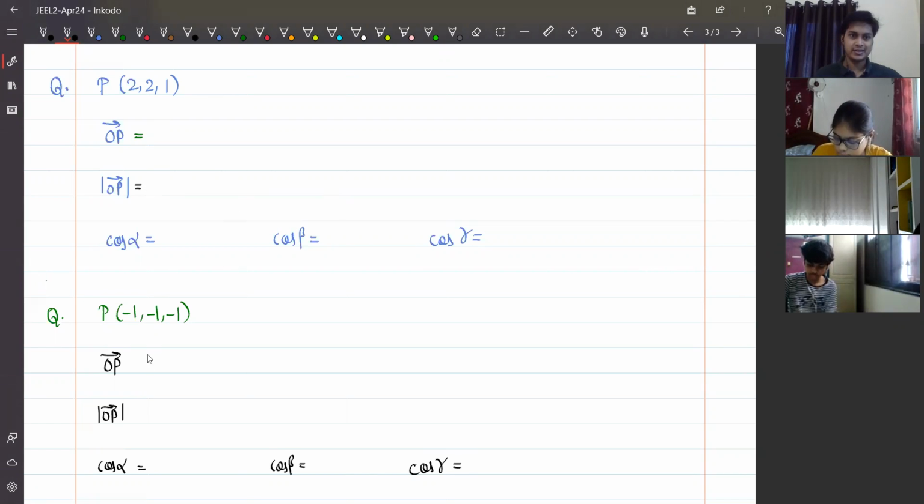You're making the notes, right? Yes, sir. Okay. Two i cap plus 2 j cap plus 1 k cap. Then the value will be root 9, which is 3. Yes. And then cos alpha will be 2 by r. What is r? 3. So r is 3. And cos beta will be 2 by 3 as well, and cos gamma will be 1 by 3. Correct.